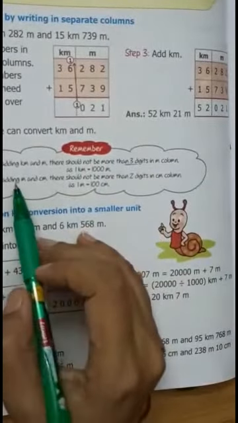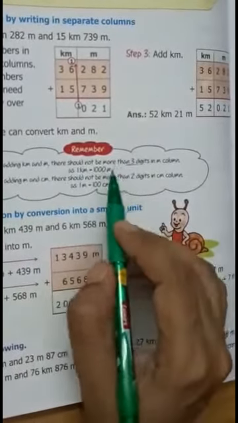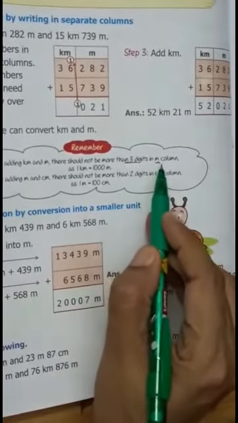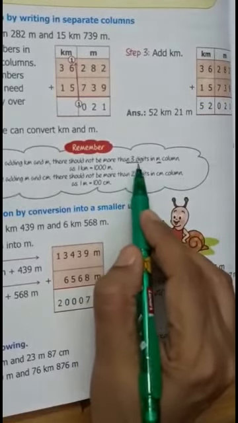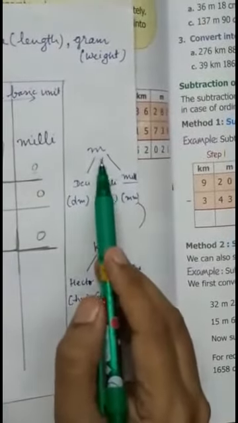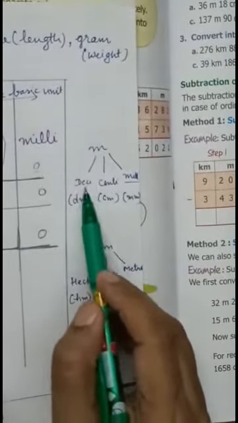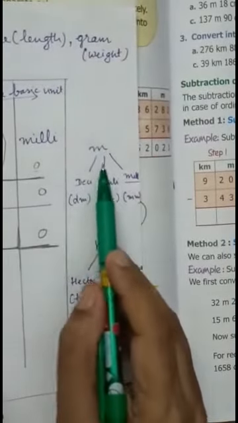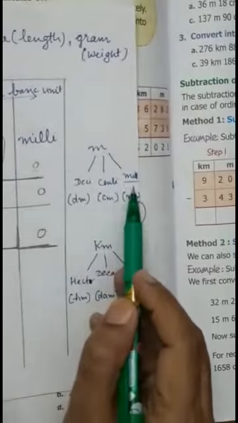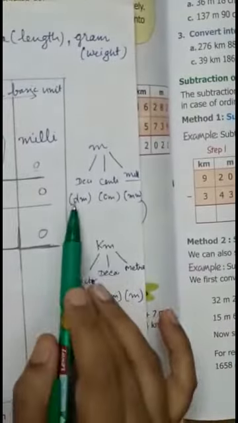See, one rule is given here in your book, page number 124. While adding kilometer and meter, there should not be more than 3 digits in a column, 3 digits in the meter column. Okay, so in the meter column, there will always be 3 digits. I will explain how. See, meter is a bigger unit. What are the smaller units than the meter? Deci, centi, milli. Okay, so 3 units are smaller than the meter, so the meter will have 3 places. So there will be 3 digits in the meter column.